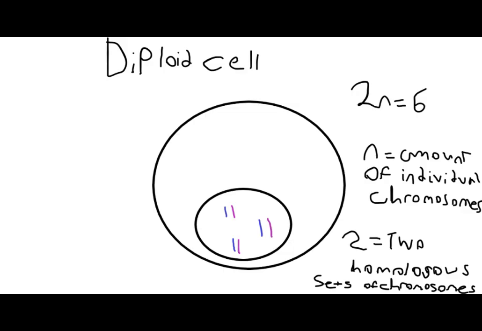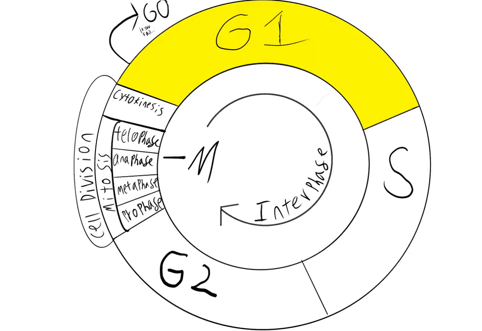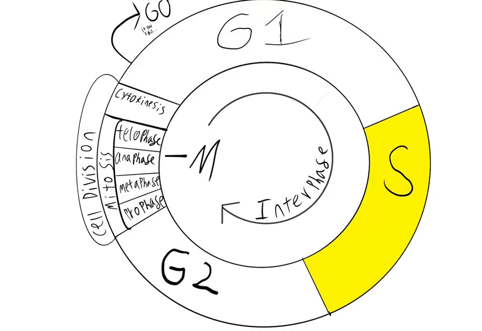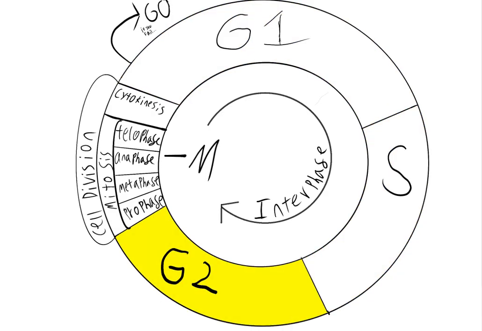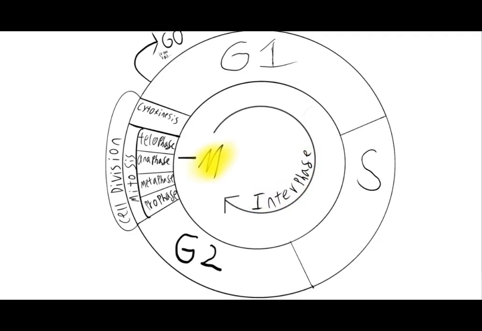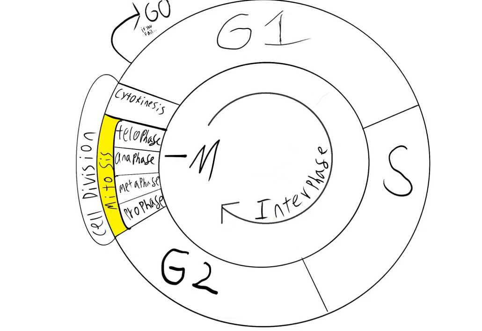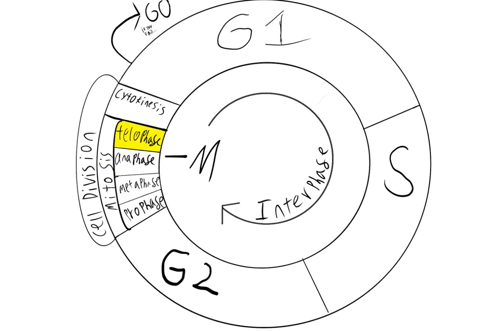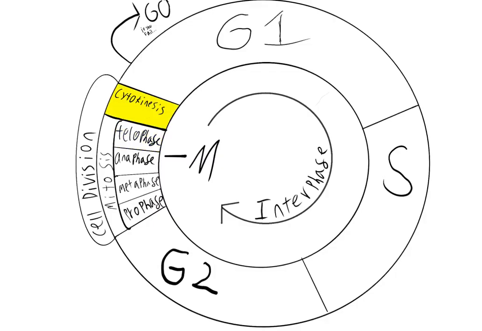The cell cycle has 4 phases: the gap 1 phase, the synthesis phase, the gap 2 phase, and the meiotic phase. The gap 1, synthesis, and gap 2 phases are collectively known as the interphase. The meiotic phase has multiple parts to it: mitosis, which is made up of 4 stages: prophase, metaphase, anaphase, and telophase, and the second part of the M phase, cytokinesis, where the cell divides.